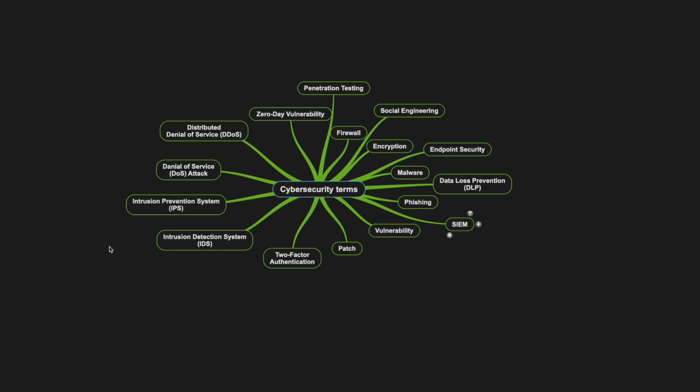Now, let's talk about SIEM. SIEM is security information and event management, a security solution that collects, correlates, and analyzes log and event data from various sources across an organization's IT infrastructure. It helps identify security incidents, monitor compliance, and facilitate incident response.